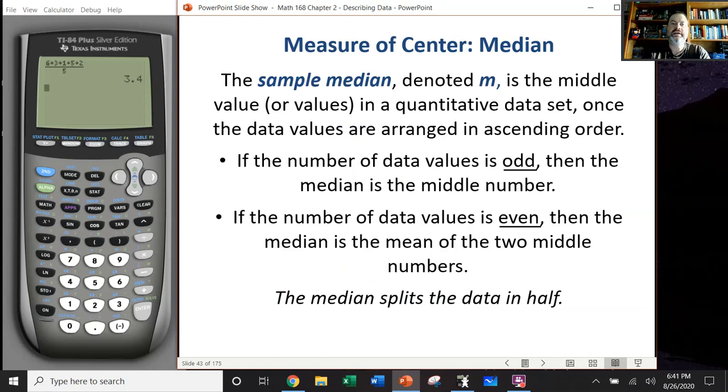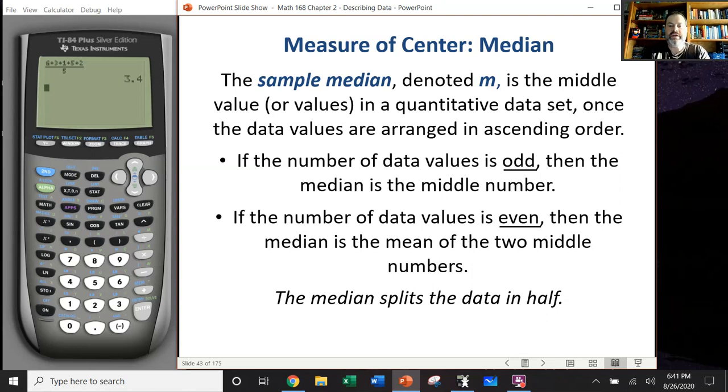Next up, the median. So the sample median is denoted with the letter M. That's why you can't use the letter M for mu. You have to use that funny symbol. So you should practice writing it because it will be required on exams. It is the middle value. So this median is the middle value or values. A median can be more than one value. In a quantitative data set, once the data values are arranged in ascending order. So in order to compute a median, you have to rewrite all the data values, lowest to highest.